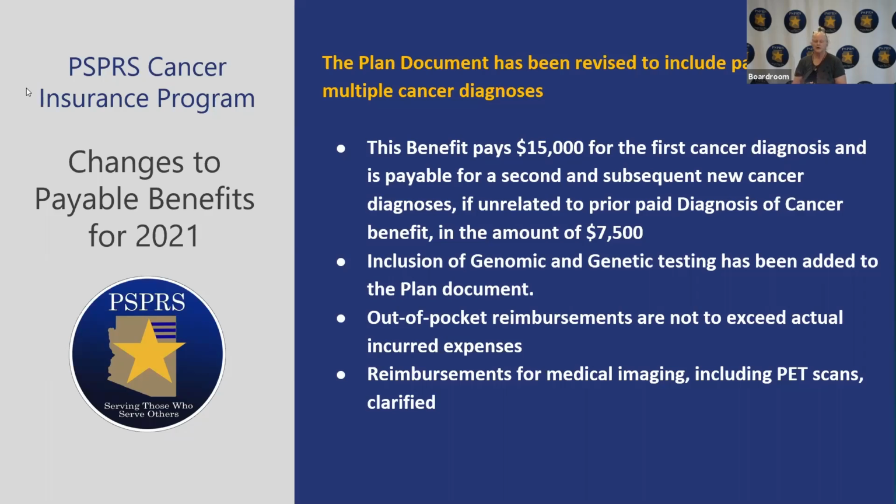They also included genomics and genetic testing for members who have that type of service. A lot of times, I believe insurances have a hard time paying for that. So this would be a nice benefit for members whose insurance says, you can do that if you want, but we're not going to pay for it. So that's a nice new benefit that they added.